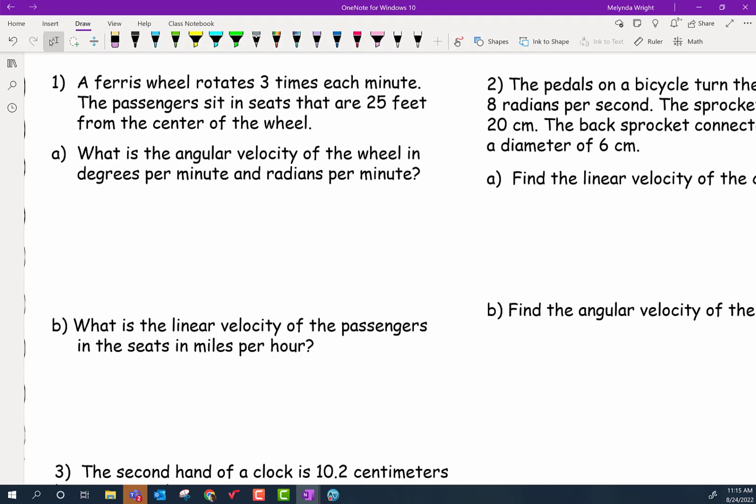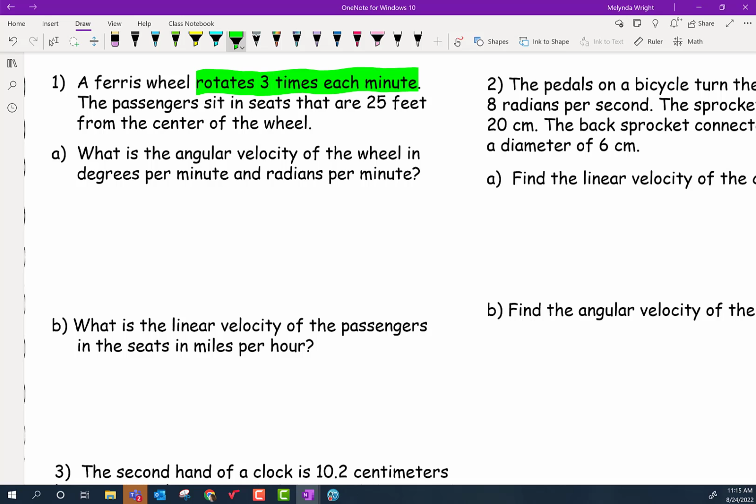Okay, we got this. So we have a Ferris wheel. Y'all know what that is, right? The big circle. It rotates 3 times each minute. They're giving us some information, so let's highlight that, because it's going to be important. We're going to have to figure out what that is in just a moment. The passengers sit in seats that are 25 feet from the center of the wheel.